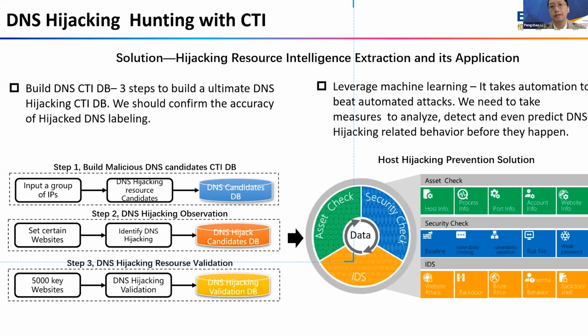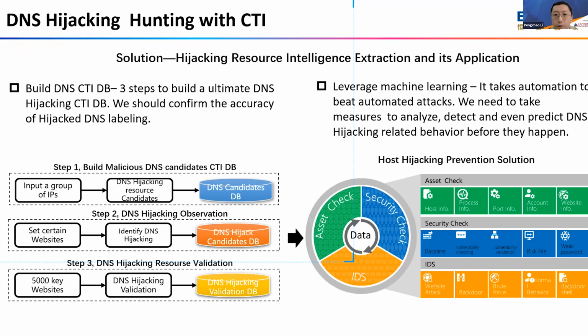So in the DNS hijacking hunting scenario, in my opinion, it is a necessary process. DNS hijacking is one of the most devastating weapons on the internet. We need to take measures to analyze, detect, and even predict DNS-based threats before they happen. Building a DNS CTI database is necessary.